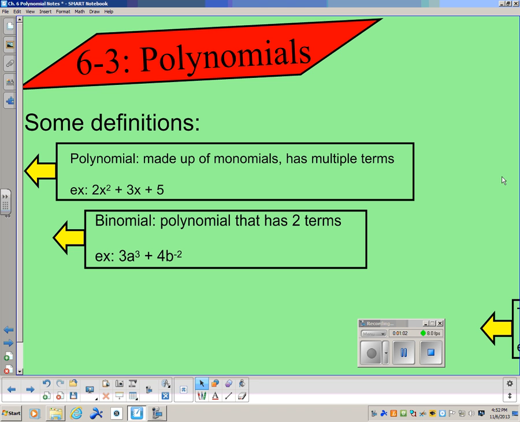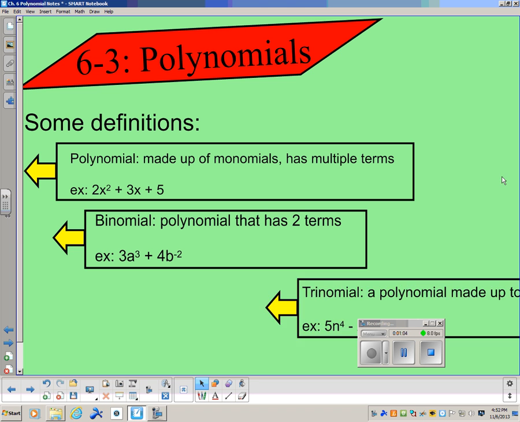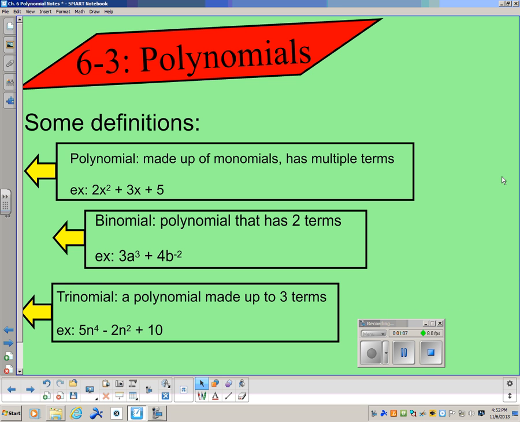connected with addition there. And then the third little box there says a trinomial is a polynomial made up of three terms. So 5n to the fourth is one term, another one is negative 2n squared, and the third one there is 10, and it's connected there by addition.